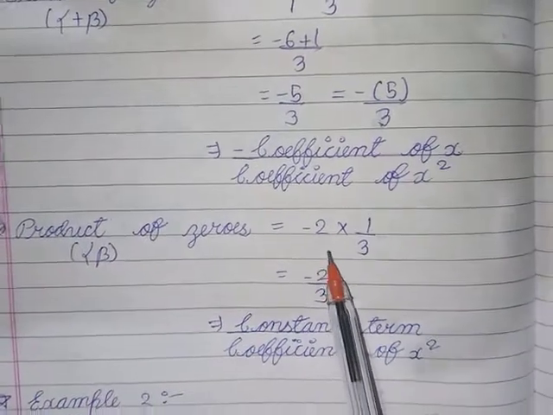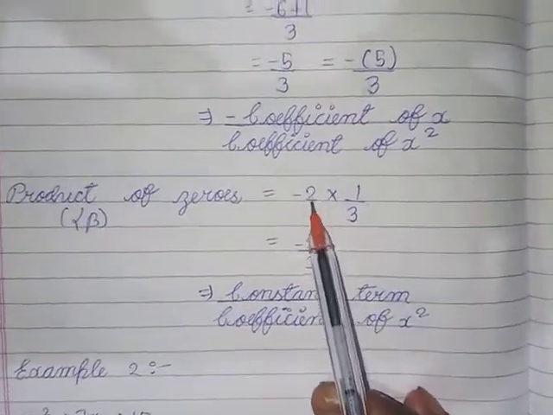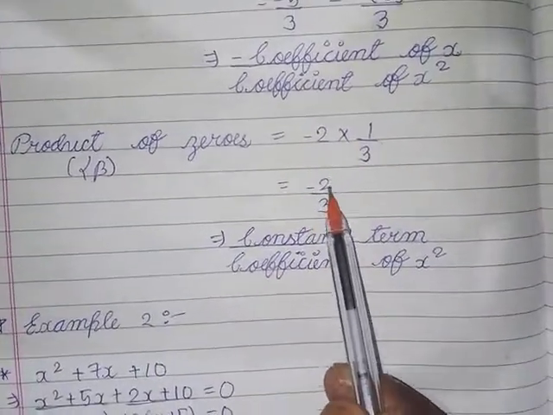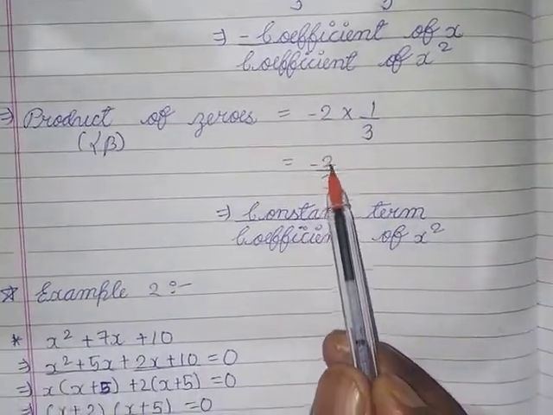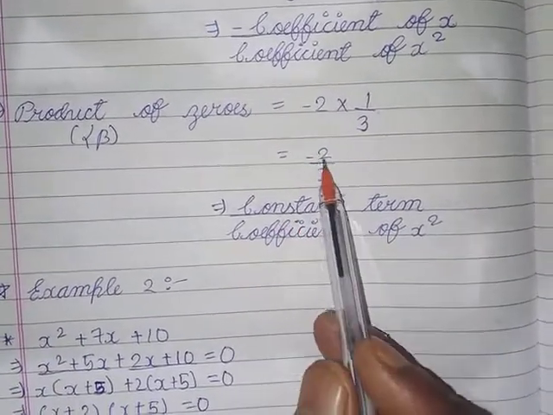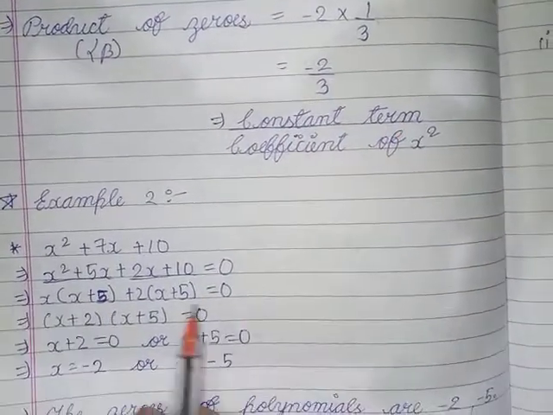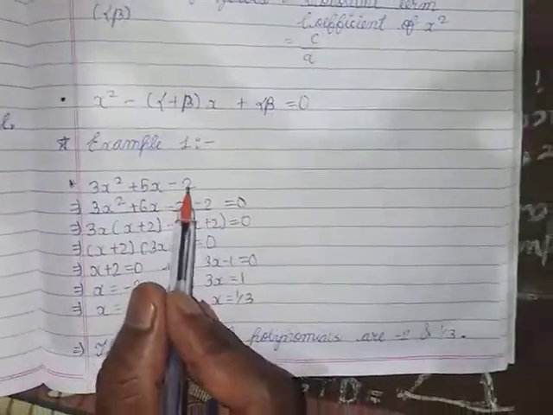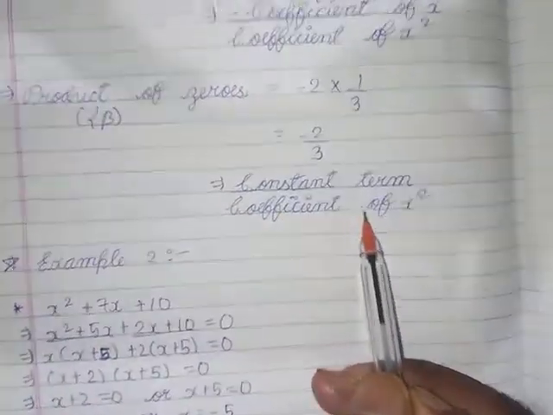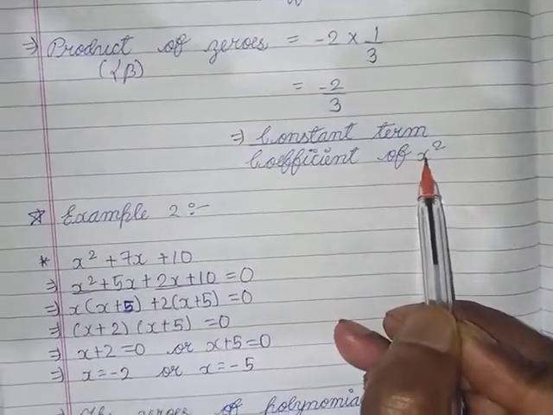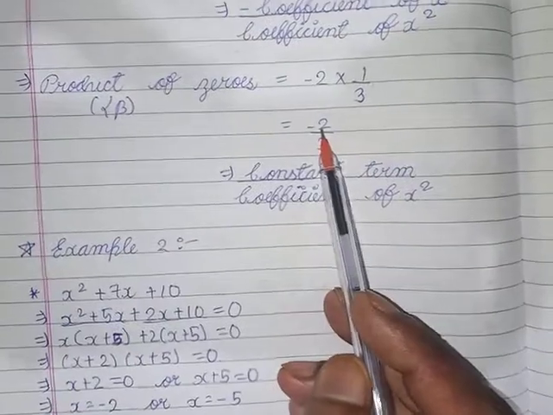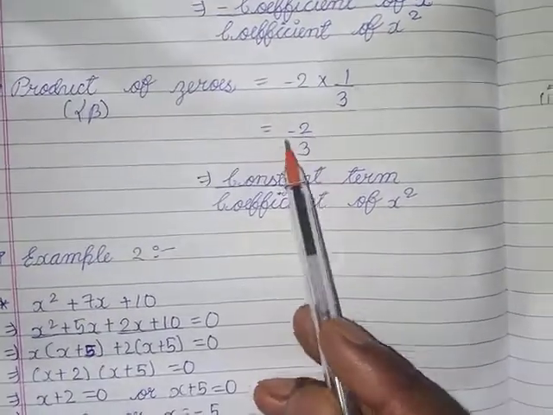Product of roots: if you do minus 2 into 1 by 3, it is minus 2 by 3. What is minus 2? It is the constant term. If you see here, minus 2 is the constant and 3 is the coefficient of x square. So thus the relation is established between the zeros and the coefficients.